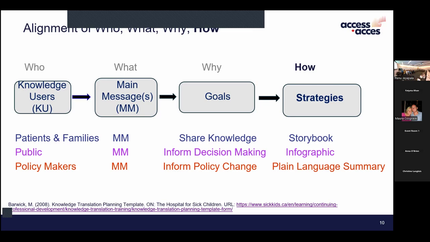What is the main message? Why do they need the knowledge? And how will you best disseminate that knowledge?